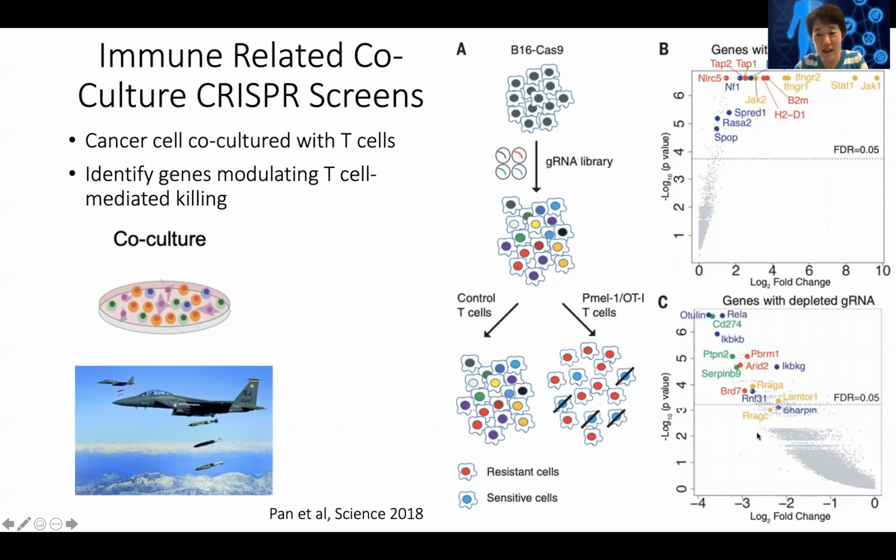Whereas these genes, these are negatively selected, meaning that when the T cell is there about to do the killing and you knock out these genes in the cancer cells, the T cells can actually kill the cancer cells even better. And there are different gene hits here. And the original study actually identified a protein complex, PBRM1, ARID2, and BRD7. These three genes form the same protein complex. And so it really kind of jumped out at the scientists.